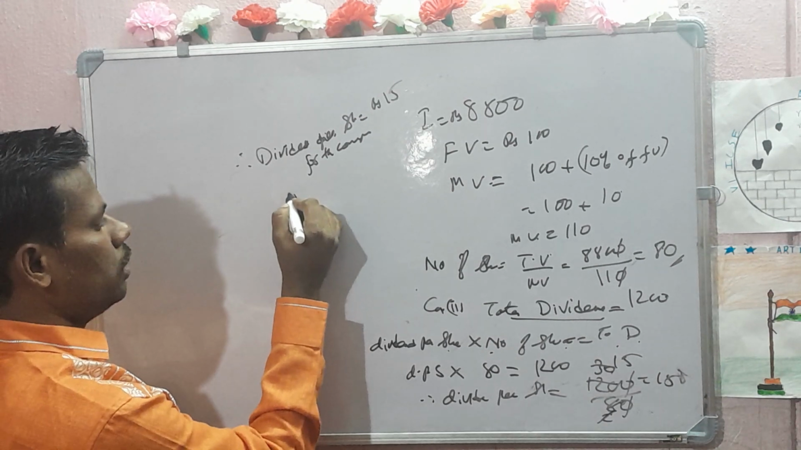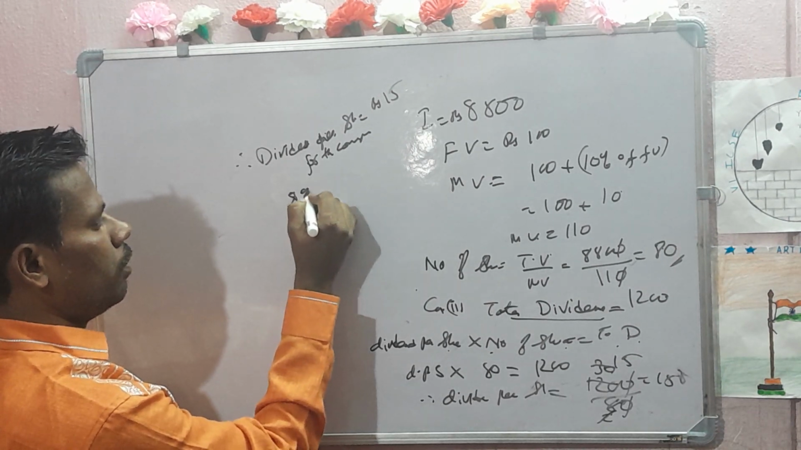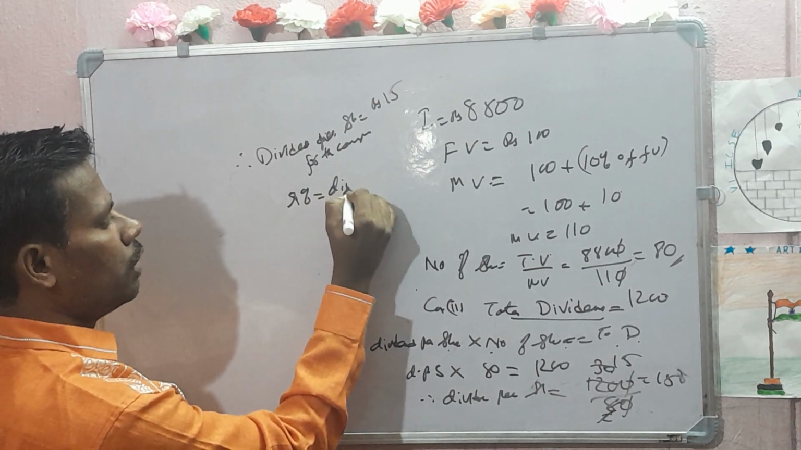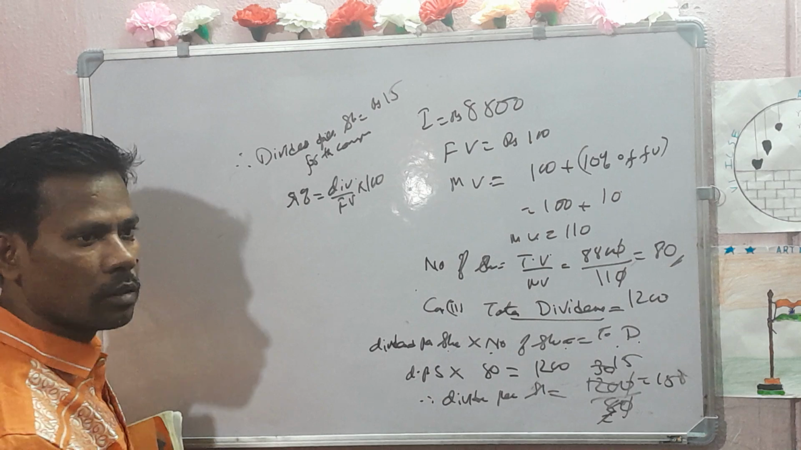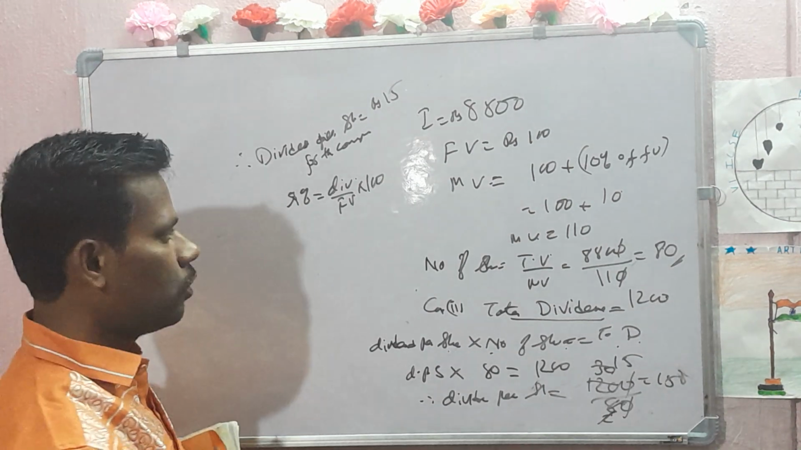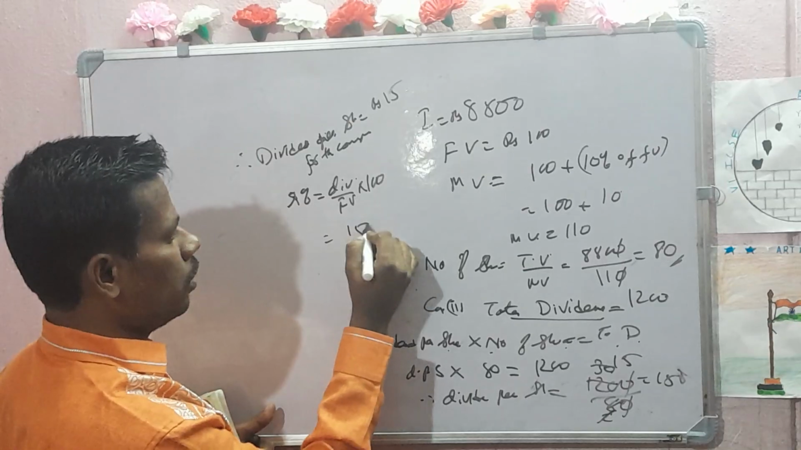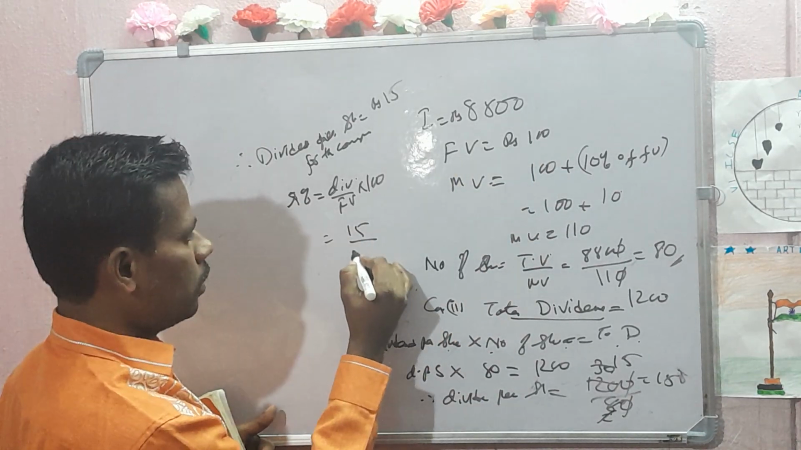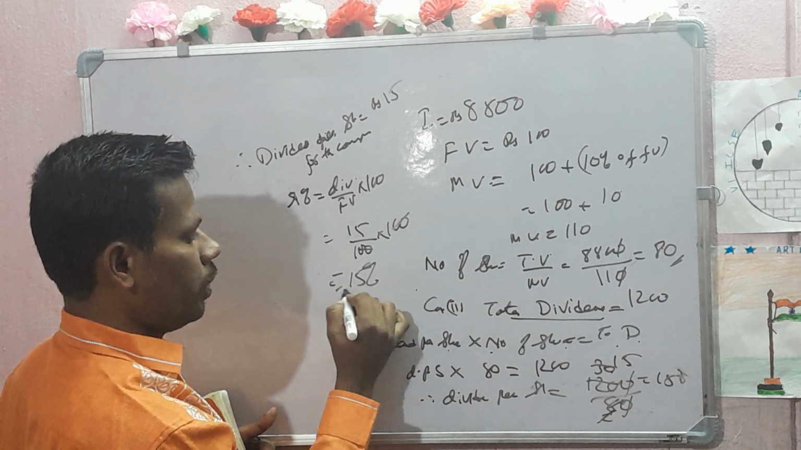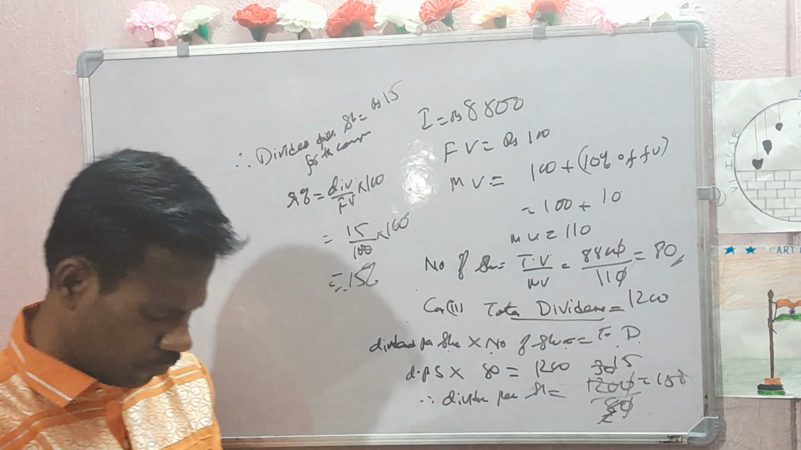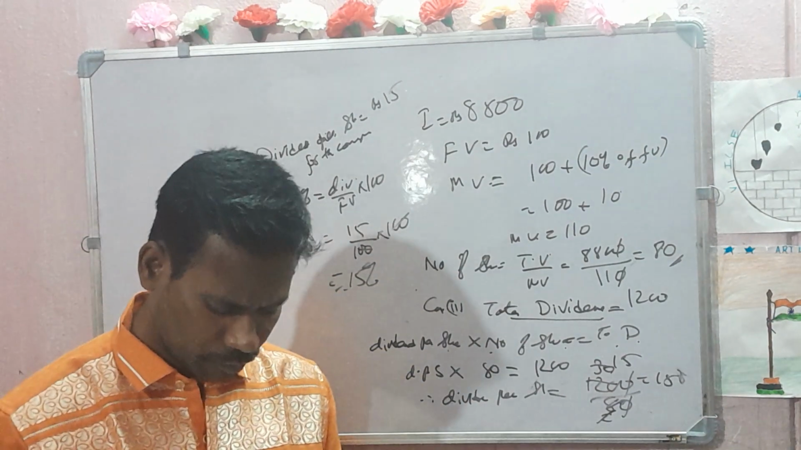So the dividend rate percentage, what is the formula? Dividend by face value into 100. That is nothing but dividend is how much? 15. Face value is 100 into 100. 15%. That's it. So dividend percentage per share is 15.